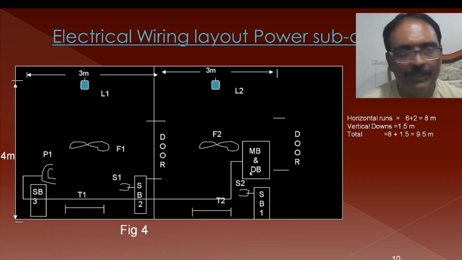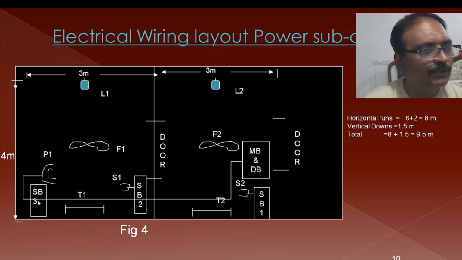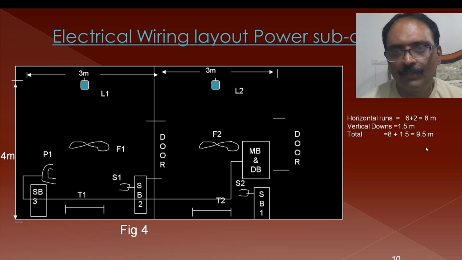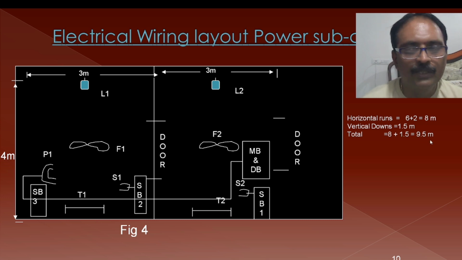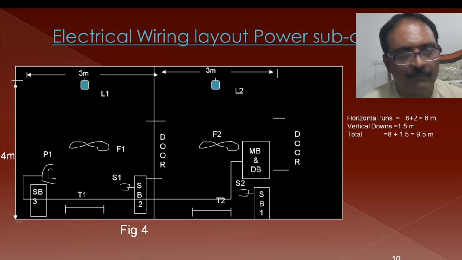And we have one vertical down because switchboard 3 is included here. So from the horizontal run to switchboard 3 we have 1.5 meters. So put together we are going to have 8 plus 1.5, that is equal to 9.5 meters for subcircuit 2. This is the PVC conduit length required. Of course we consider the wastage and all those things later on.